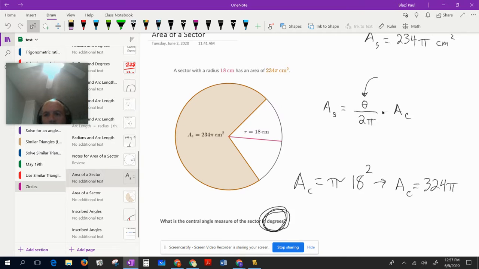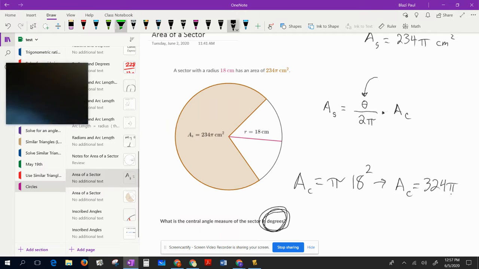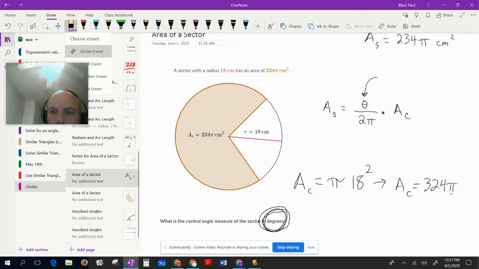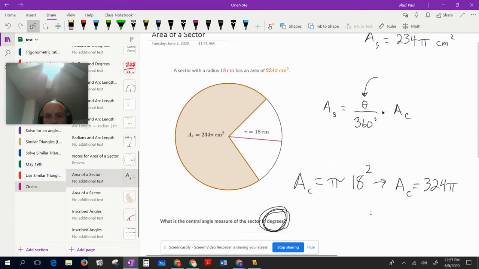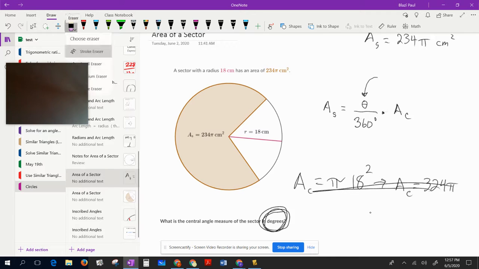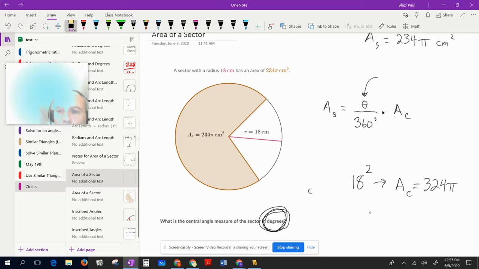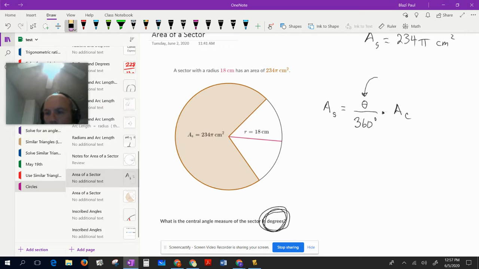So I'm going to need to make a switch here. Instead of using 2 pi down here, I'm going to use 360 degrees. Okay? Boom. All right. So now we're going to solve this guy. Let me get rid of this. Okay. I'm going to go ahead and solve this.